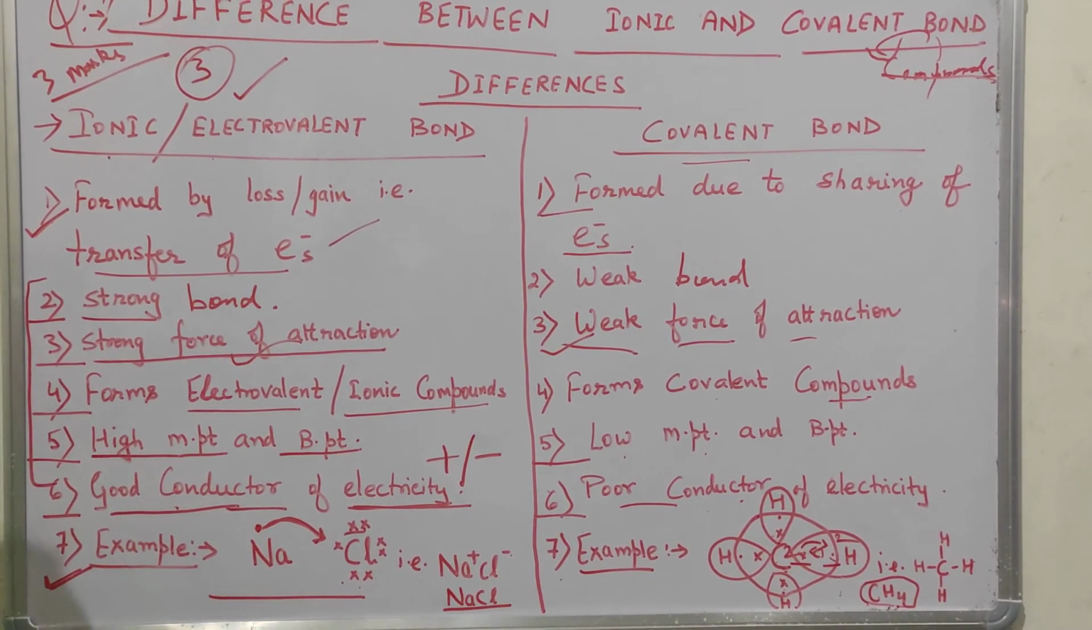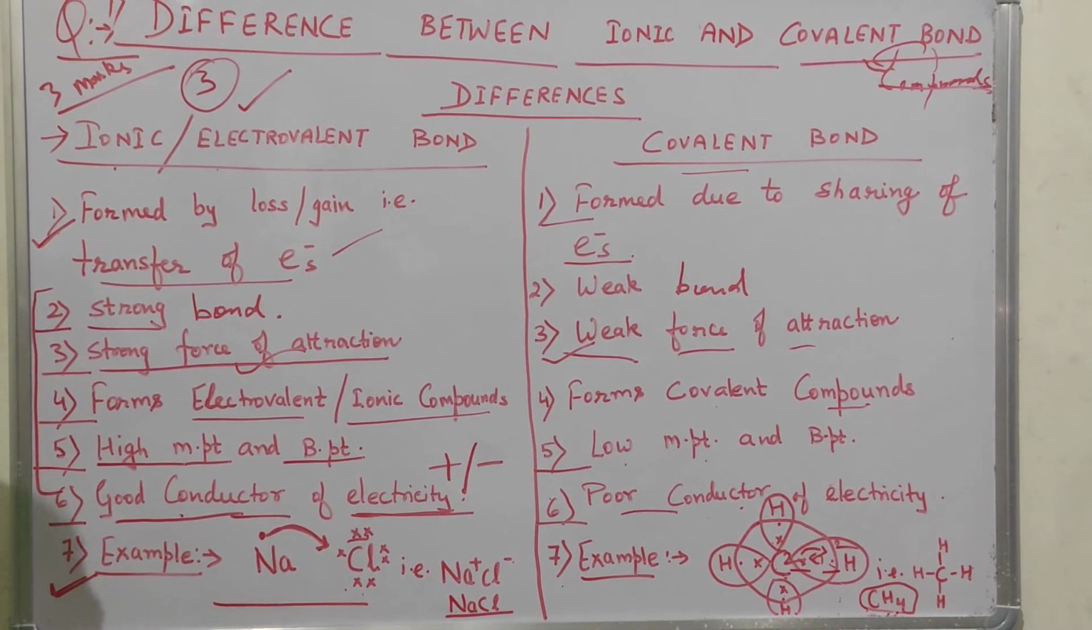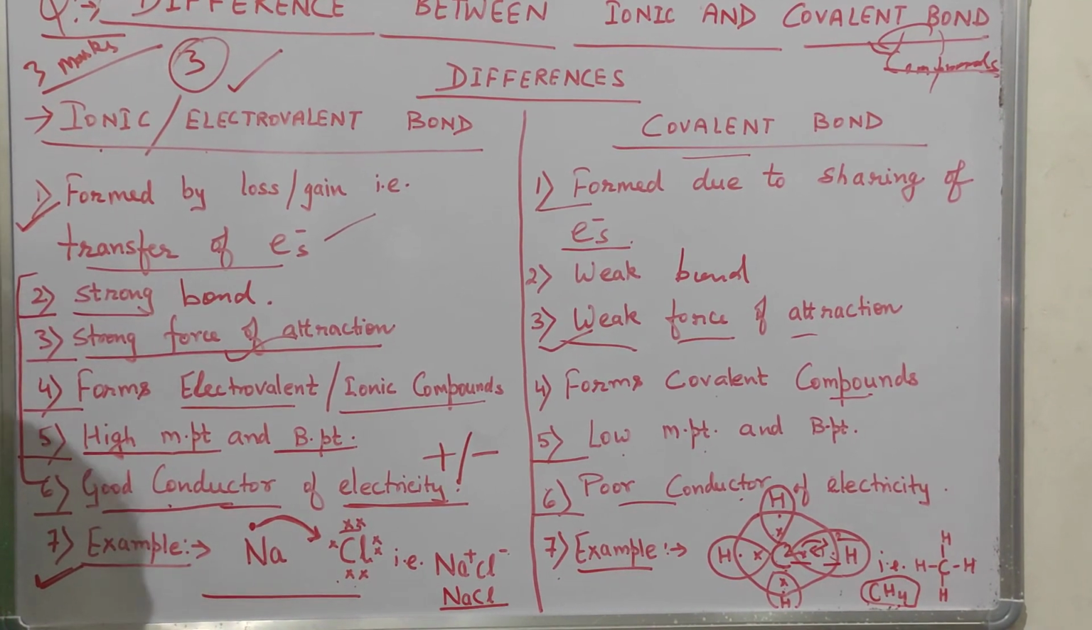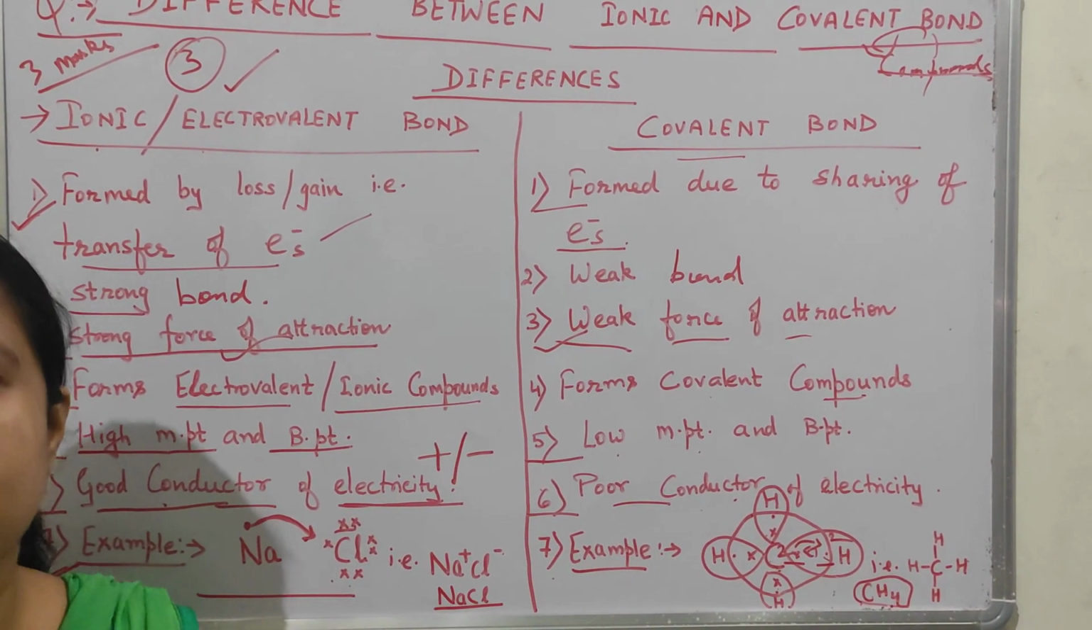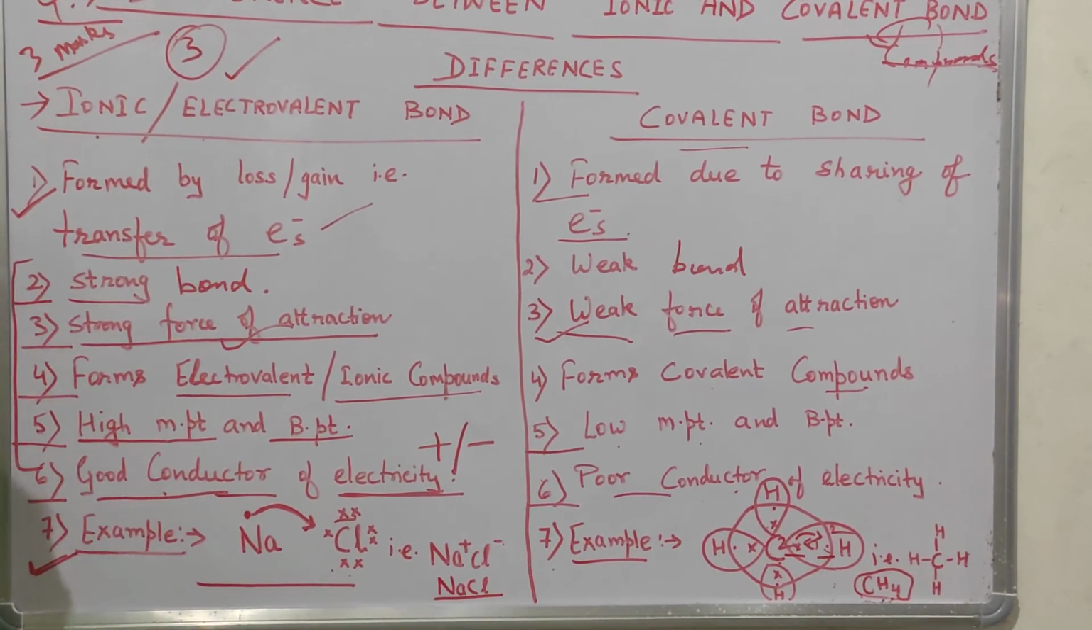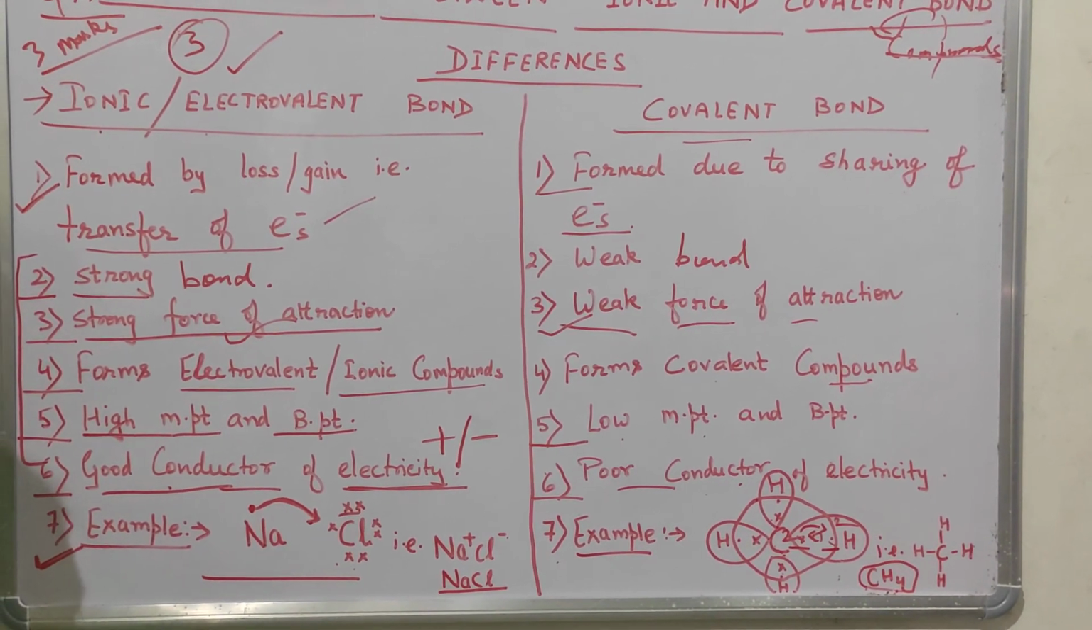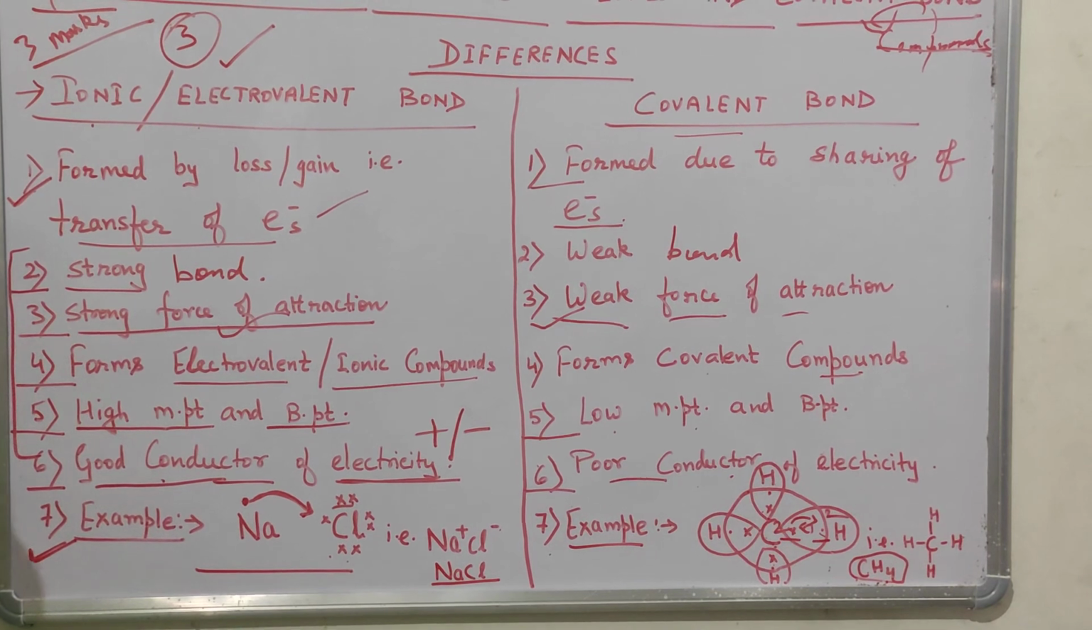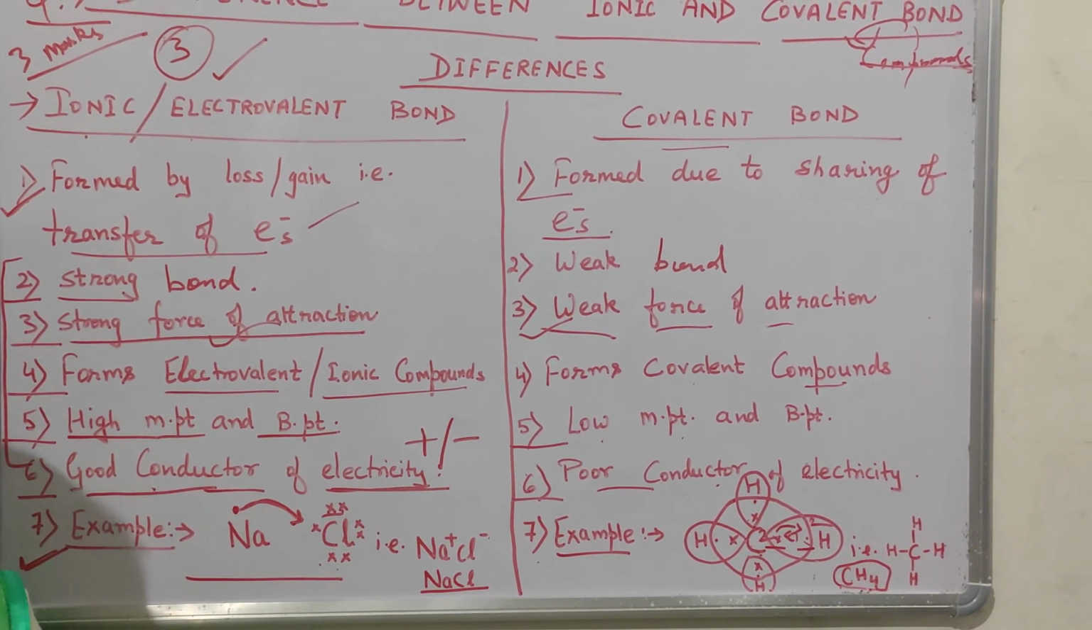And in next video we will discuss about the types of a covalent bond, that is saturated bond and unsaturated bond, means single bond and double and triple bond, means we will discuss about only covalent bond.